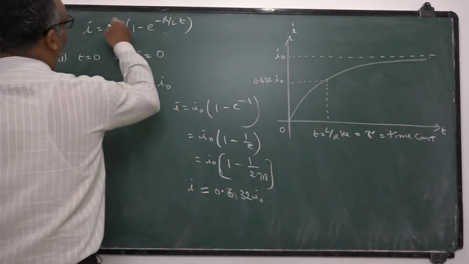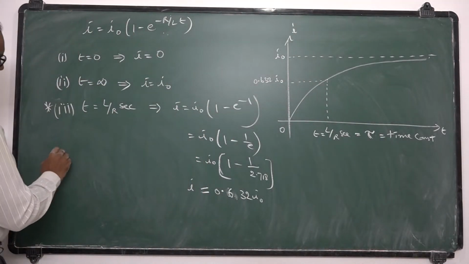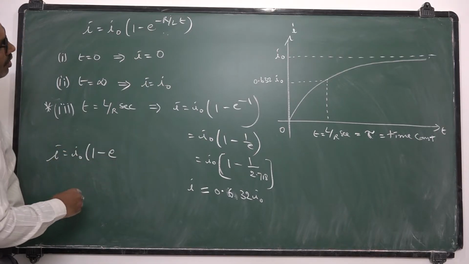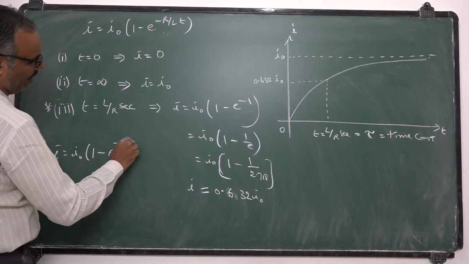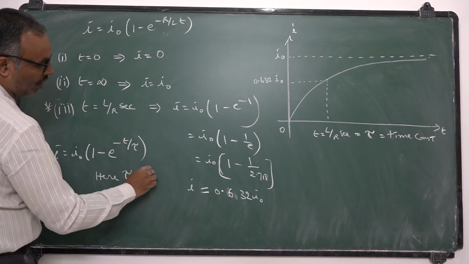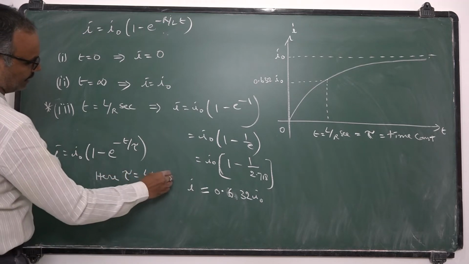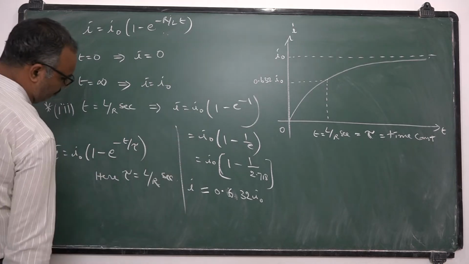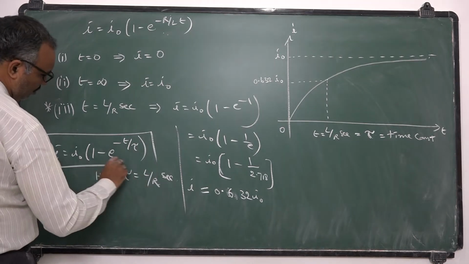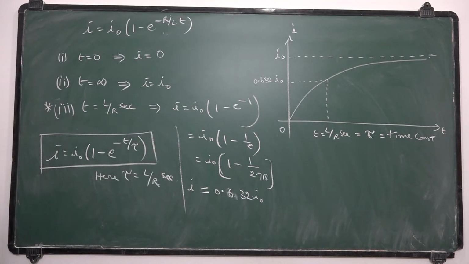Hence, this same equation can also be written as I is equal to I naught into 1 minus e power minus t by tau. Here, tau is equal to L by R seconds, the time constant of the circuit. This formula we will use while solving any problem related to the LR circuit while it is in the growth state.